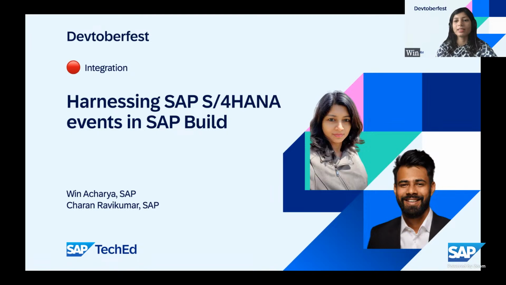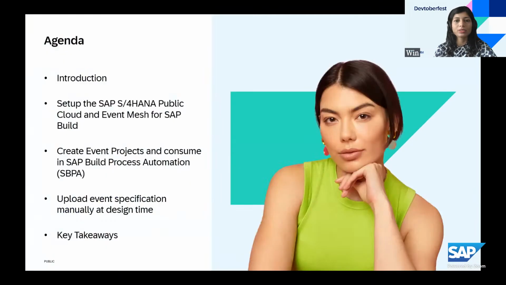Thanks, Sharon. Let me start with a small PPT here. As an introduction, what are we going to do today as an agenda? First the introduction, then we will see the setup for S/4HANA Public Cloud and Event Mesh for Build. Then we'll create event projects and consume them in SBPA. Then we will also upload event specifications manually at design time, and then we will see the key takeaways or the blocks that we can refer to later for the session.